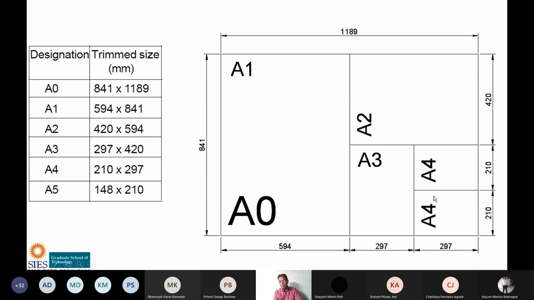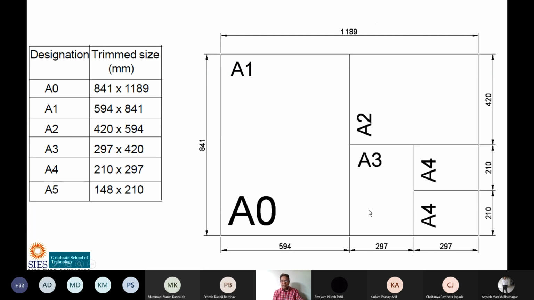Now if you keep two A4 size papers edge to edge, you will get A3 size paper. A4 size is 210 by 297. Since you are keeping 210 two times, it becomes 420, and the 297 remains the same. So this is the A3 size paper.